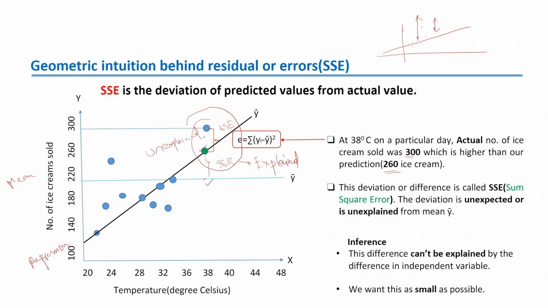And we want this as small as possible. We want points like this, right? We don't want points like this. So ideally, we should have the error between these points as low as possible.